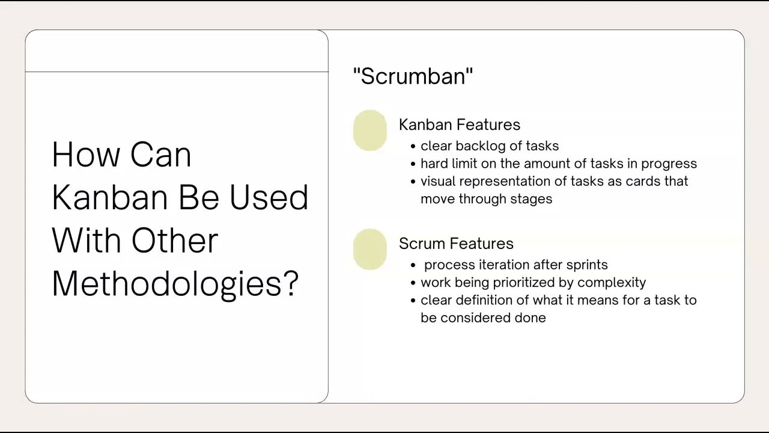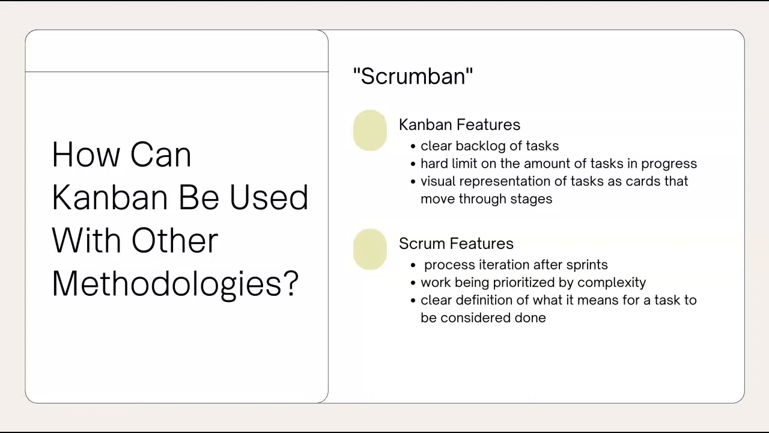Scrumban, as I'm sure you can tell, is the combination of Scrum methodology and Kanban methodology. It's one of the most popular blends of project management methodologies and is commonly referred to, as you see here, as Scrumban. What happens here is that we take the Kanban features of a clear backlog of tasks, knowing what needs to be done, a hard limit on the amount of tasks in progress, setting a cap so that you are matching worker capacity, and then that visual representation of tasks as cards that move through stages.